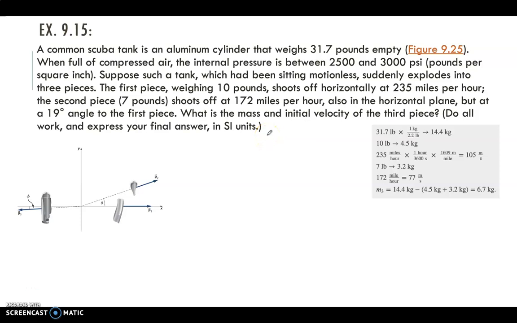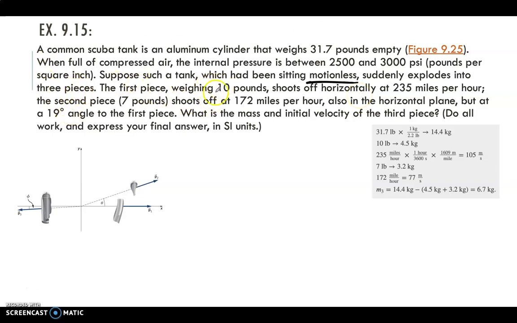Okay, we are going to get into example 9.15. It states a common scuba tank is an aluminum cylinder that weighs 31.7 pounds empty. When full of compressed air, the internal pressure is between 2,500 and 3,000 psi. Suppose such a tank, which has been sitting motionless, suddenly explodes into 3 pieces.